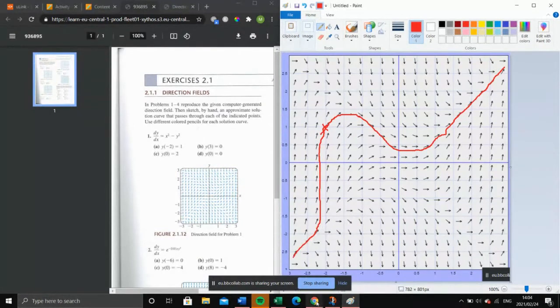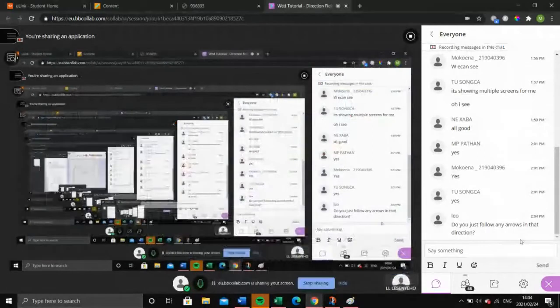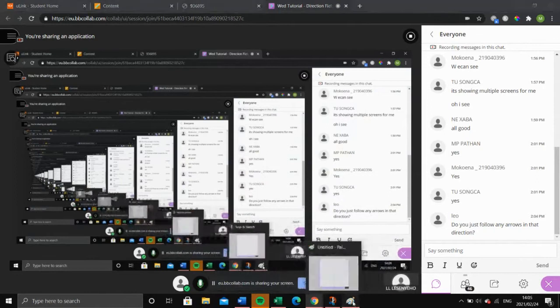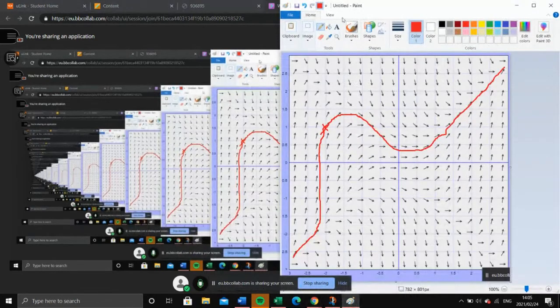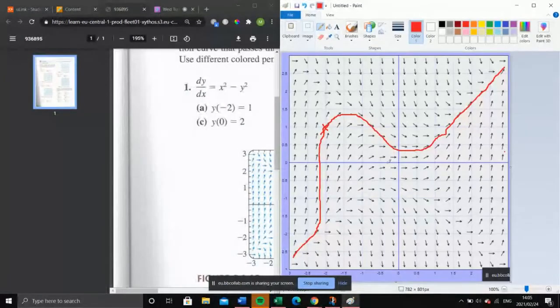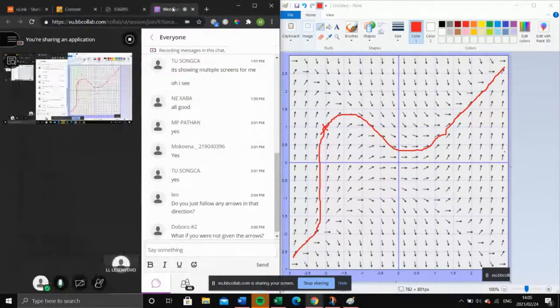See this question? Do you just follow any arrows in that direction? No, so you follow the arrows. When I say follow the arrows, it's the arrows that you end up colliding with, in a sense. So this arrow represents, if the function passes through this point, then the gradient of the function is going to look like this arrow, if that makes sense. So I started at this point.